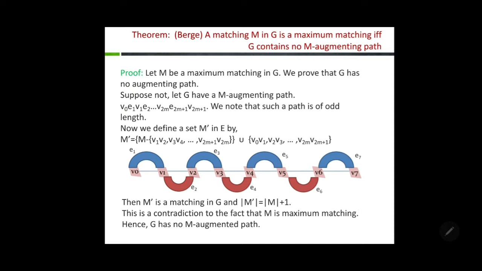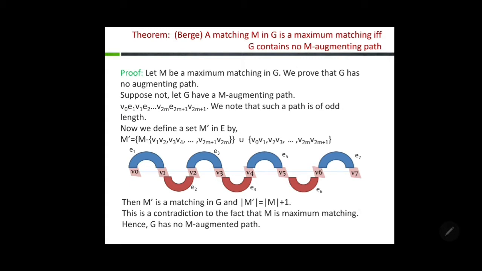Suppose we have an M-augmenting path v0, e1, v1, e2, v2, etc., up to v6, e7, v7. We can easily see that such a path is of odd length. Now we define a new set M' as M minus {e2, e4, e6} union {e1, e3, e5, e7}.